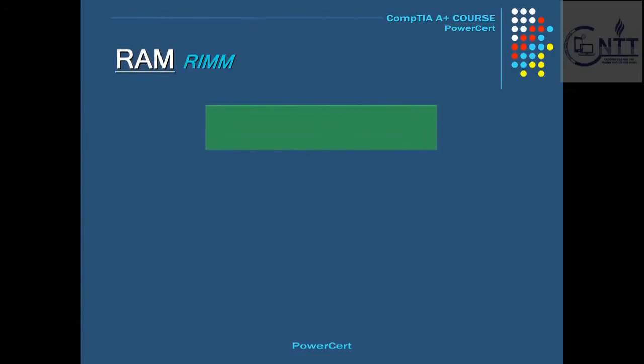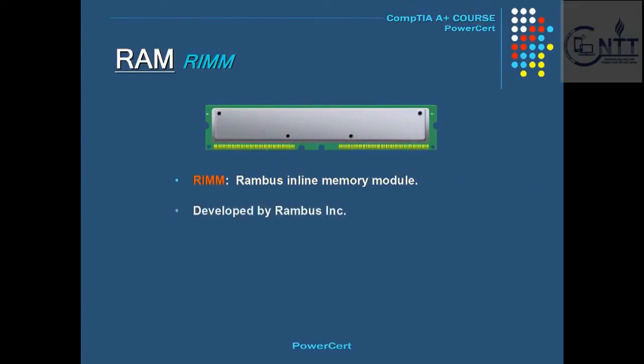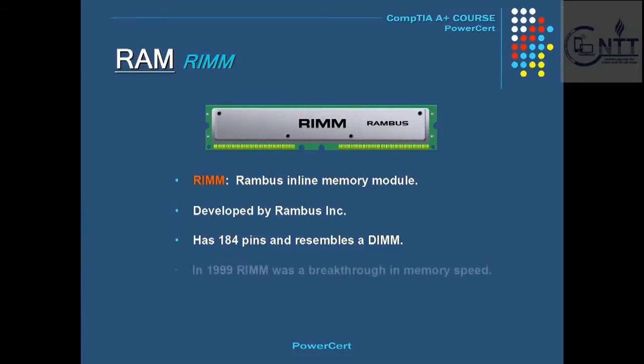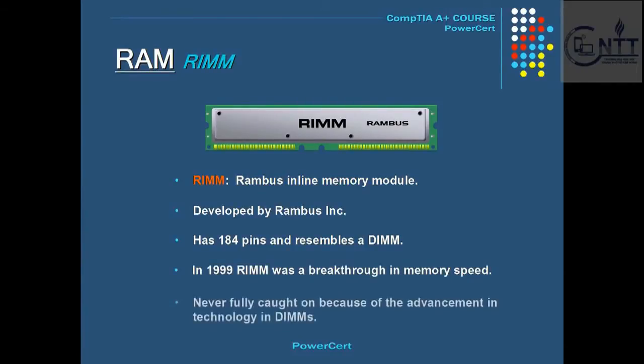Another type of memory module is called RIM, which stands for Rambus Inline Memory Module, which was developed by the company Rambus Inc. RIMs have 184 pins and look similar to a DIMM, with the exception that the bottom notches are located in the center of the module. In 1999, RIMs were a breakthrough in the speed of memory, but has quickly fallen behind due to the advancement of technology in DIMMs.